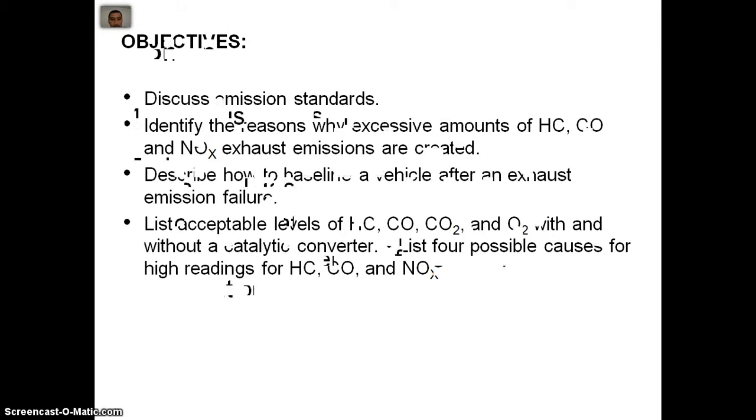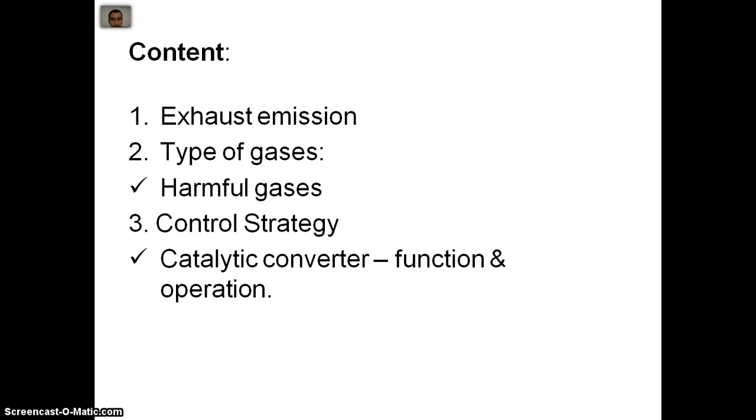And next, the topic contents including exhaust emission, types of gases, harmful gases, control strategy, and we will discuss the function of a catalytic converter, one of the main components for the emission control strategy, and its operation.